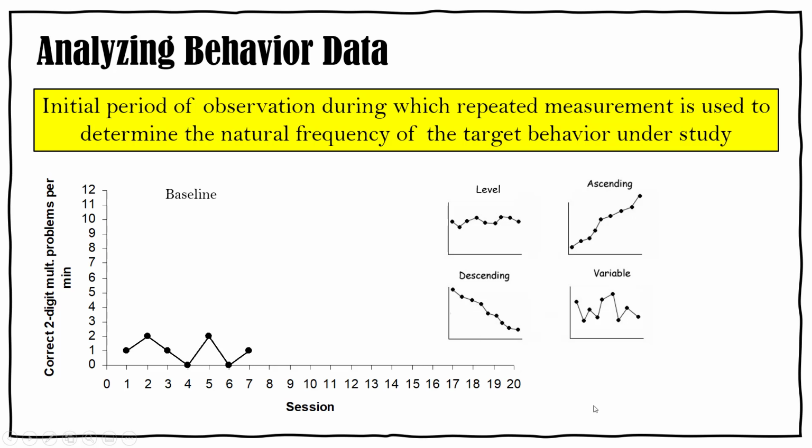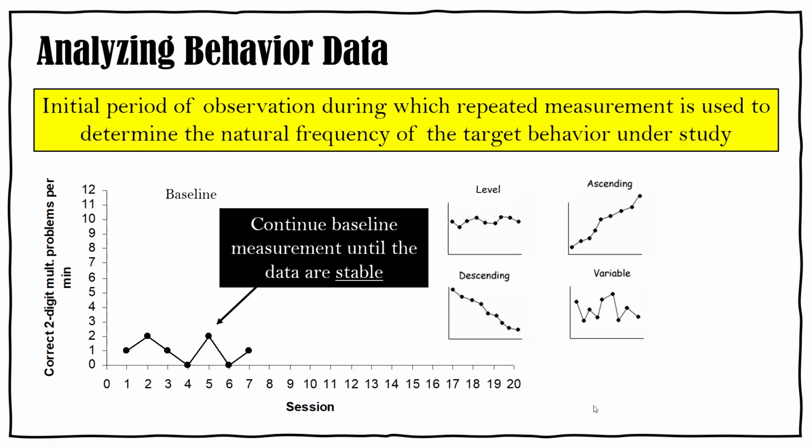Now, you want to run your data path until the data are stable. What we mean by that is if you take the mean of the data, you don't want a lot of variability. You don't want the data paths to go very far from the mean. The closer the data paths are to the mean, the more stable your data are. Also, you can look at whether you can draw a good line through your data. If you can, then your data are pretty stable.